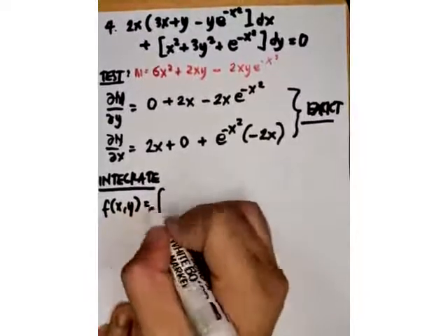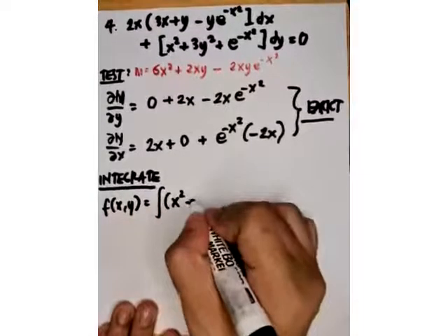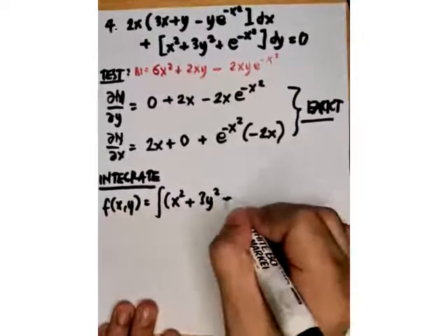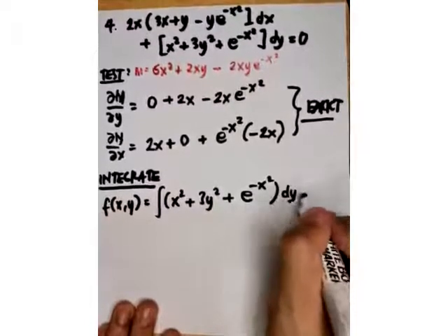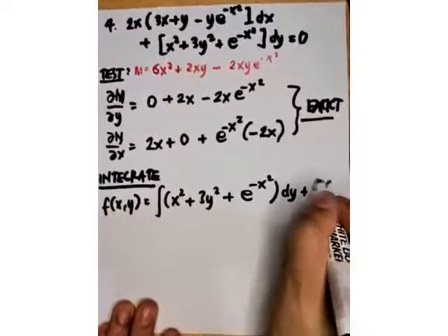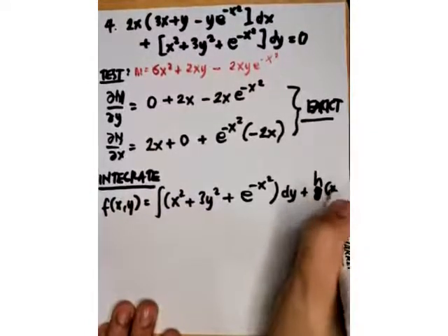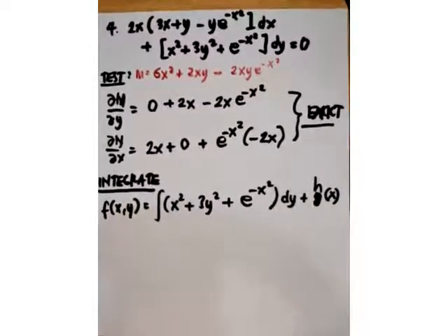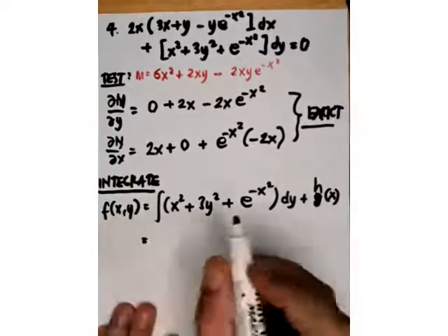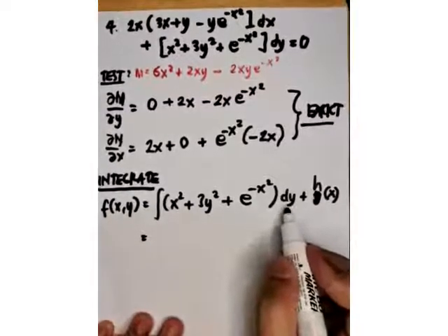So that's the integral of x squared plus 3y squared plus e raised to negative x squared dy plus g of h of x. G of x is okay, kaya lang kasi yung g sa y siya lagi. Okay, so let's integrate. That means we'll integrate it with y.